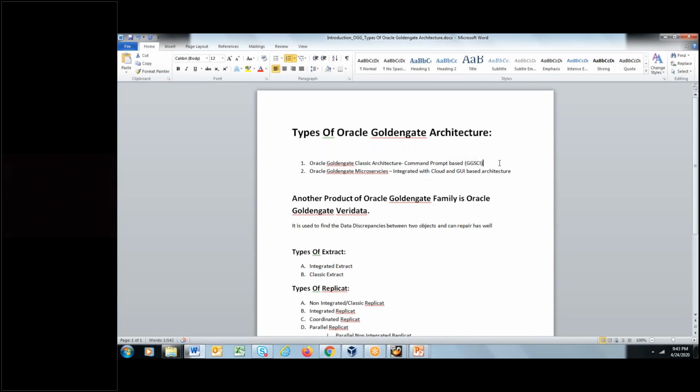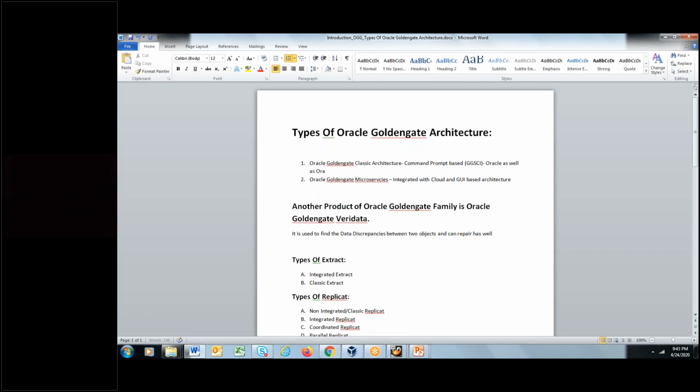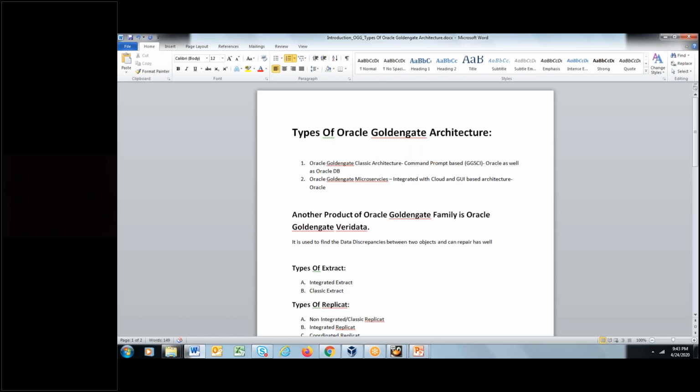Now remember, classic architecture is available for Oracle as well as non-Oracle databases. So if you have Oracle or non-Oracle, you can use classic. However, microservices architecture, as of today, is only available for Oracle databases. So if you want to set up GoldenGate for, say, SQL Server, you definitely cannot use microservices as of today. You can only use classic architecture as we talk today. Definitely in future, the last time I had a word with Oracle, they have planned to launch microservices for different databases as well.